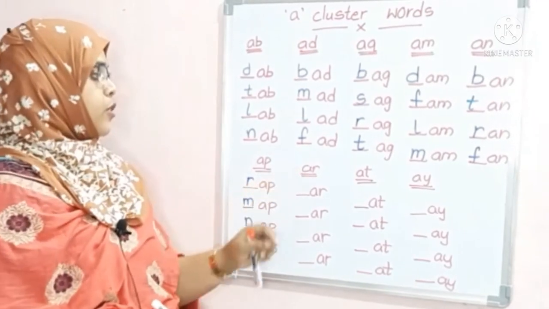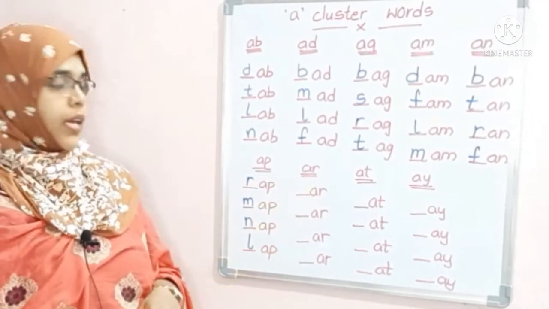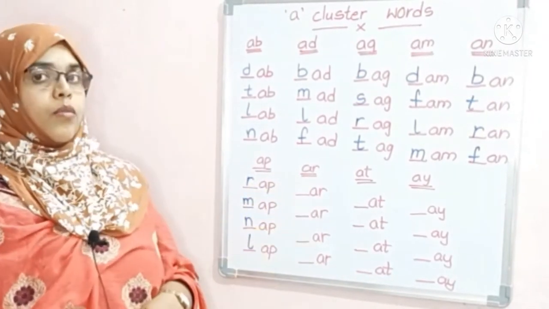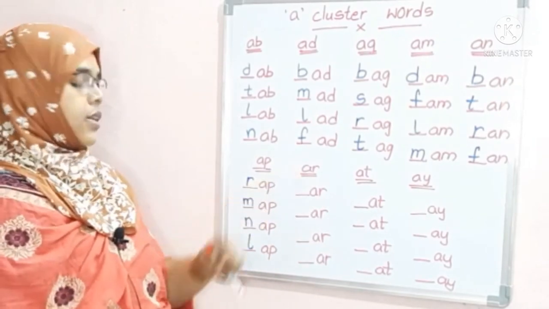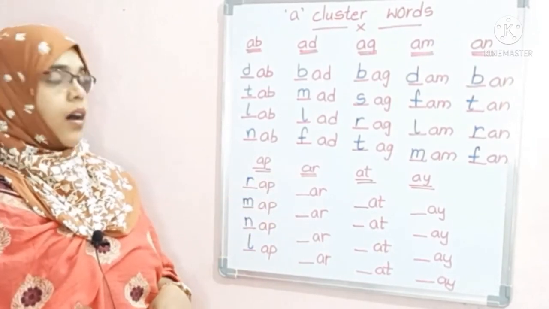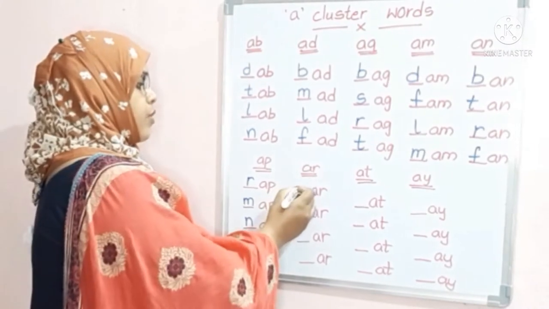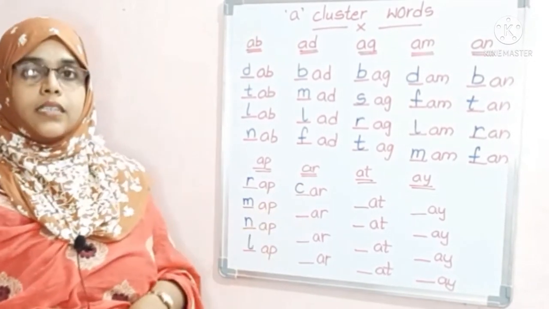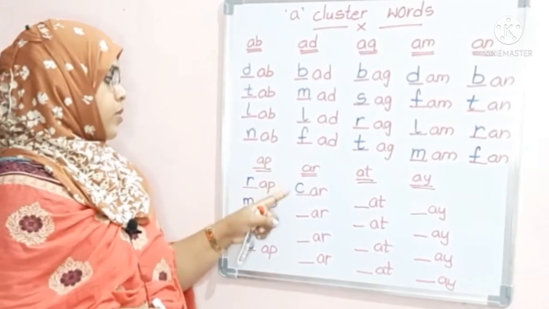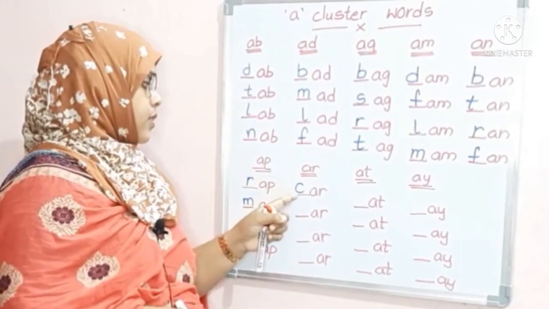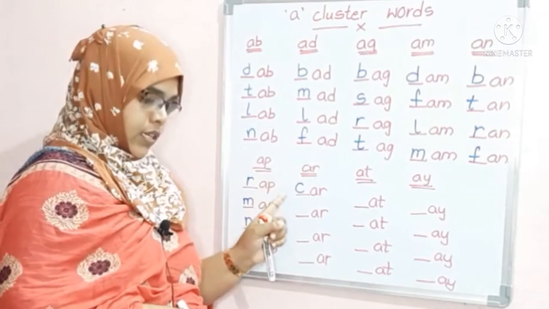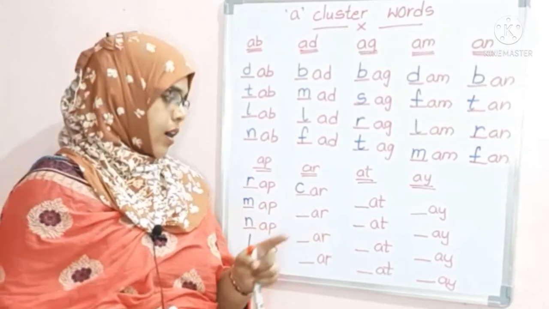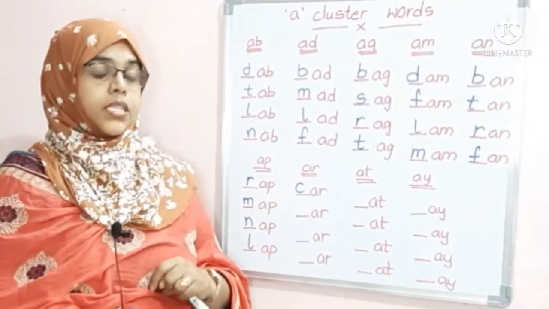Now, children, coming to the next cluster, we have AR. What is the next cluster? AR will be R. Okay. Now, if you are writing letter C here, what do we get? Sound of C is K. AR will be R. K R becomes car.